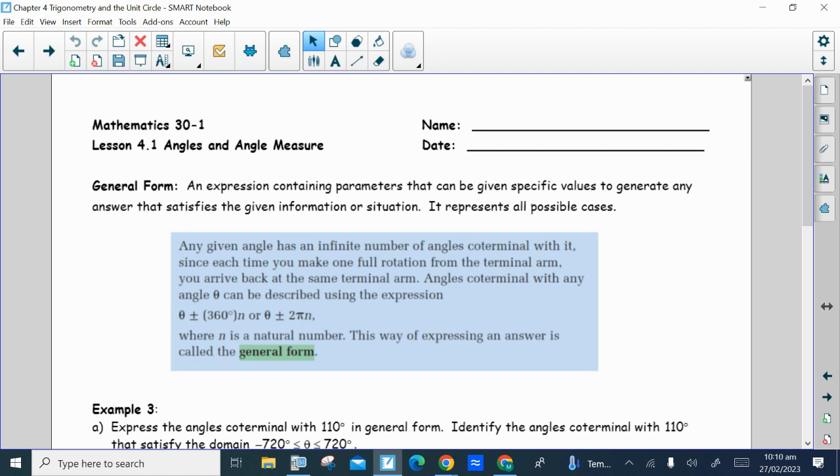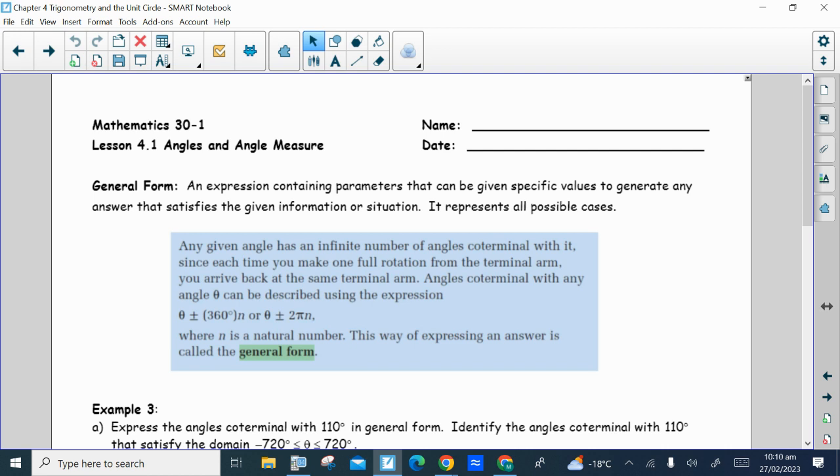So we saw that coterminal angles have the same terminal arm. They have the same stopping point as you rotate around the unit circle. And we saw that we can generate those by adding or subtracting multiples of either 360 degrees or 2 pi radians, depending on whether you're measuring the angle in degrees or radians. One complete revolution around the circle, no matter where you start, is 360 degrees, either in a positive or a negative direction, or 2 pi radians in either a positive or negative direction.